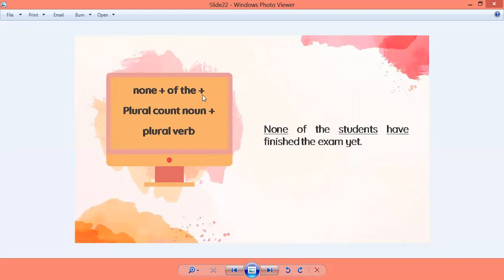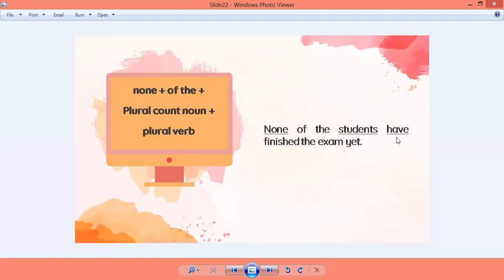None of the. अभी यहाँ पे हो रहा है plural count noun. Now a noun is something that we can count. ये वाला जो noun है वो हम count कर सकते हैं, इसलिए इसको plural count noun बोलते हैं. When such a noun is given, it will always be followed by a plural verb. Say for example, none of the students have finished the exam yet.